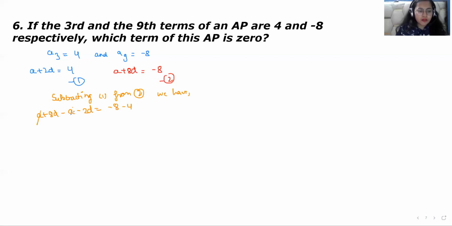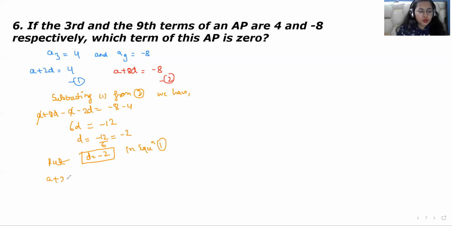So we eliminate A with A. 8D minus 2D is 6D. Minus 8 minus 4 is minus 12. And D is minus 12 over 6, that is minus 2. So our common difference is minus 2. I'm going to put the value in equation 1 or equation 2. I'm going to put it in equation 1. Put D equal to minus 2 in equation 1.